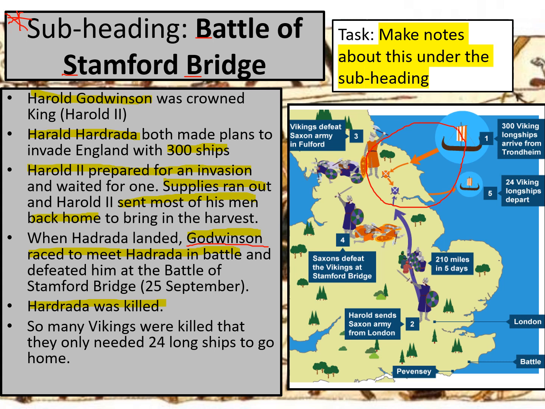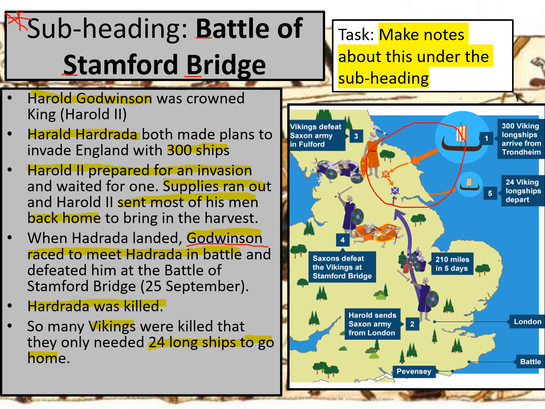So the Vikings who were part of Hardrada's army had been attacked so heavily and so many were killed that out of 300 longships, only 24 were needed to go home. That tells us that so many of them were killed. So, in terms of this Battle of Stamford Bridge, I've highlighted some of the key things that you need to make sure that you're writing down as part of your notes.